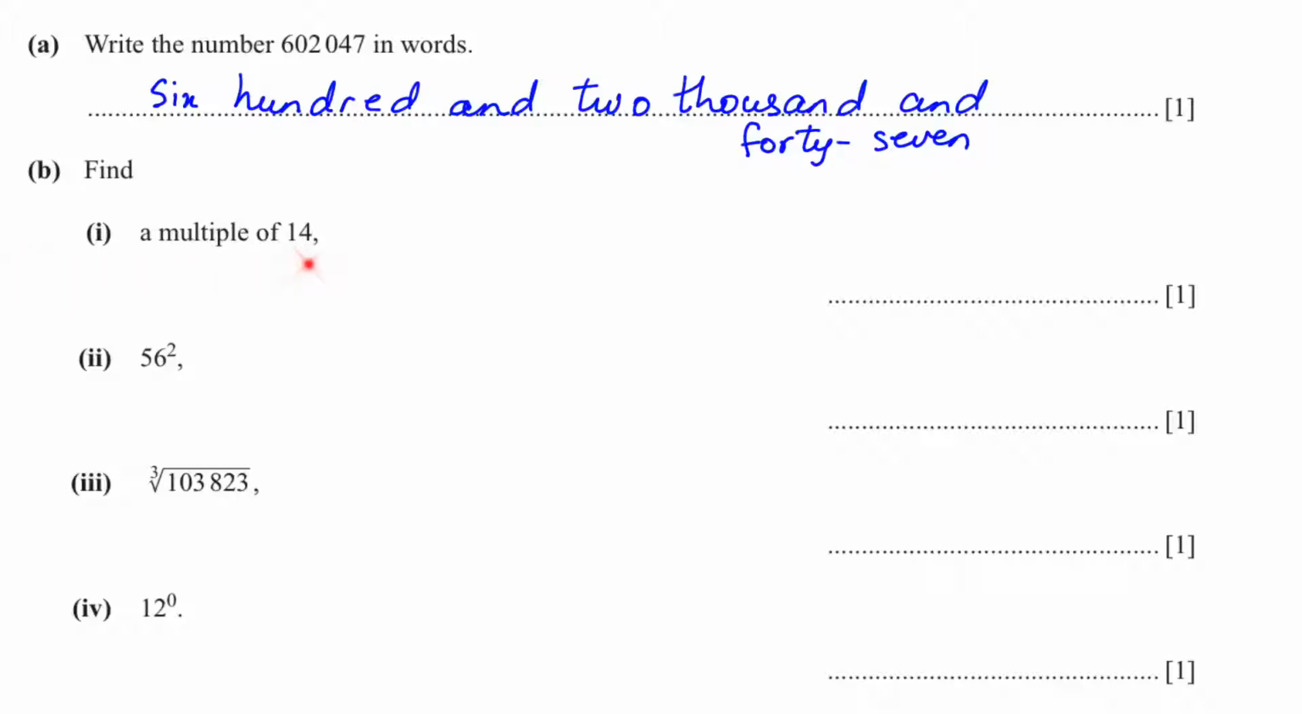B1, find a multiple of 14. 14 times 2 is 28, so we can write that. 56 squared is equal to 3136. Cube root of 103,823: again, you just have to put it in the calculator, and the answer is 47. 12 to the power of 0: anything to the power of 0 is equal to 1.